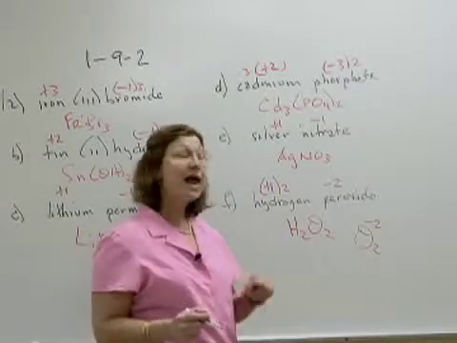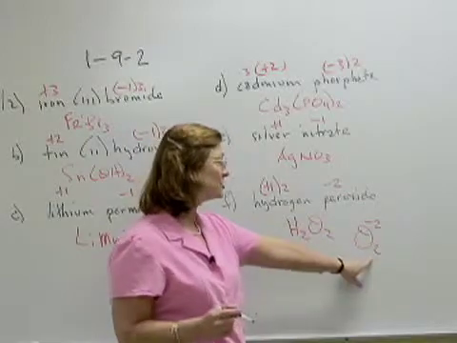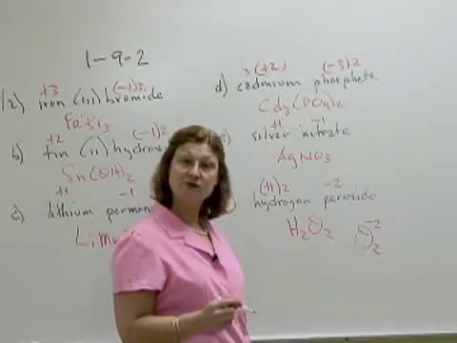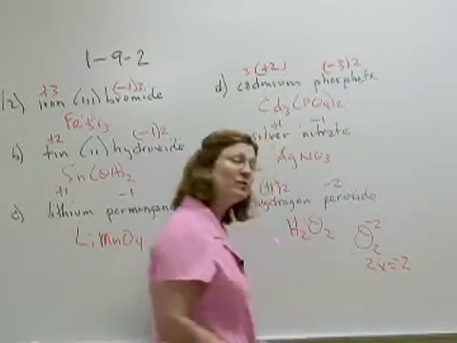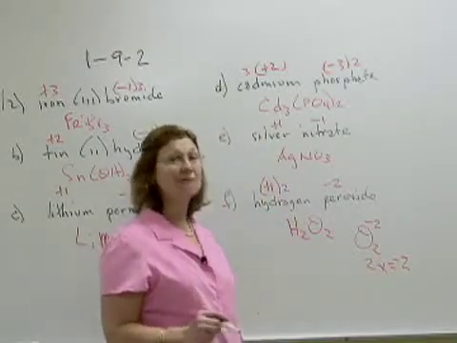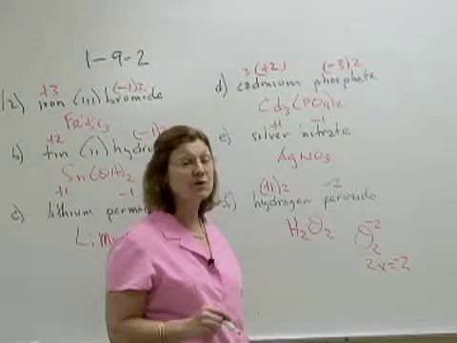Now, peroxide is so special because normally we know that oxygen has a -2 charge for just 1 oxygen. And in peroxide, there are 2 oxygens, and together they have a -2 charge. Therefore, if there are 2 oxygens with a -2, each oxygen has a -1 charge. And that's unusual for oxygen.